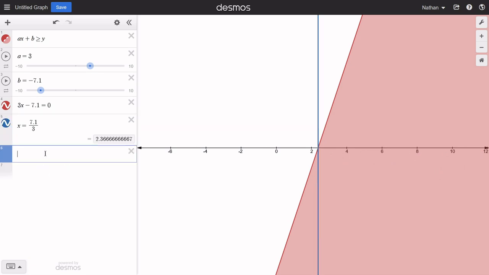So the solution set would be 7.1 over 3. I'm just using this because that's the exact solution, and then comma infinity as it goes on up to positive infinity. And we're using a parenthesis there since Desmos doesn't understand the bracket notation. But you get the bracket because it includes that point, and the parenthesis because infinity can never include that point. Okay, so that's the basics of linear inequalities.